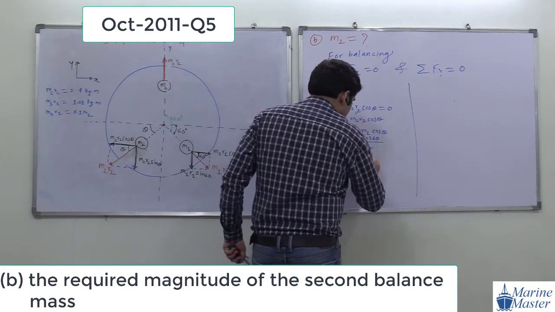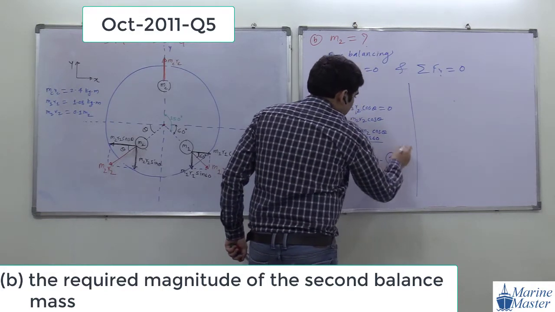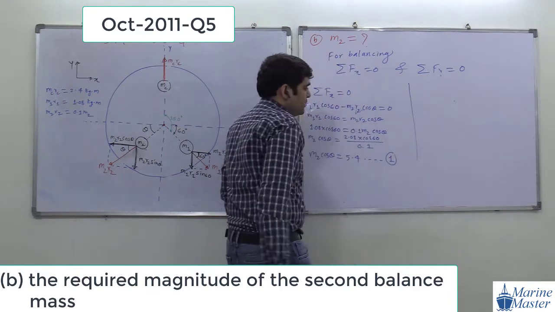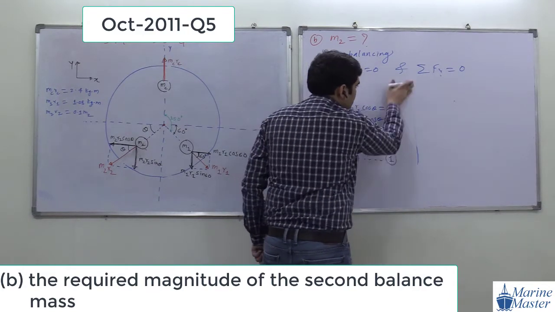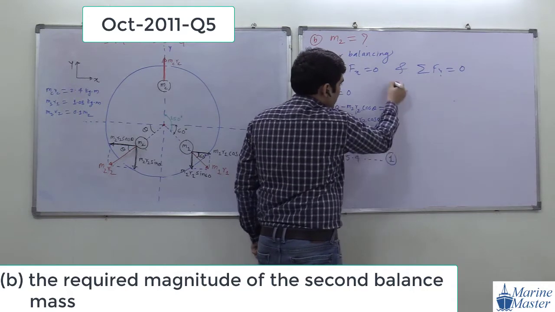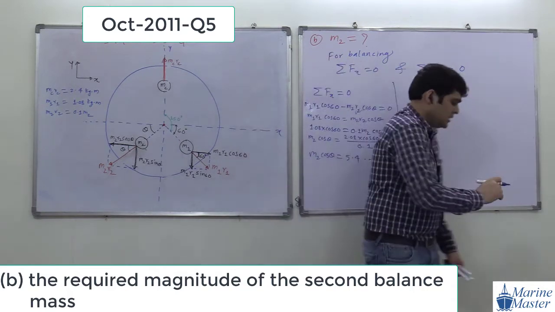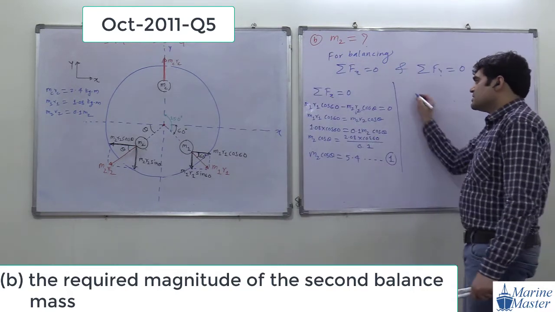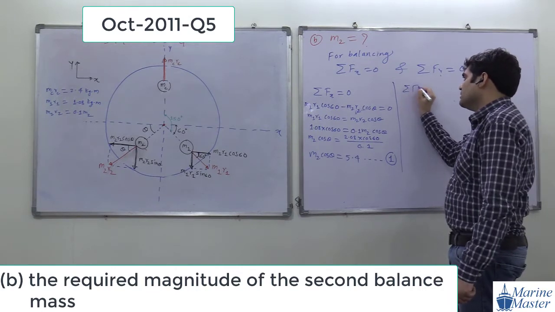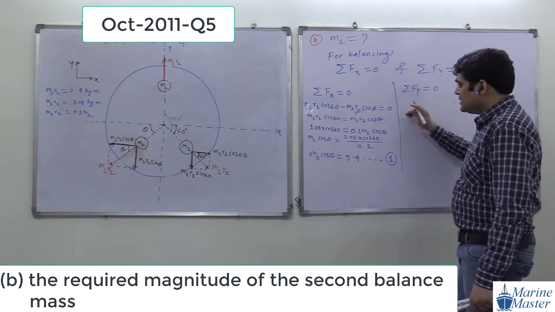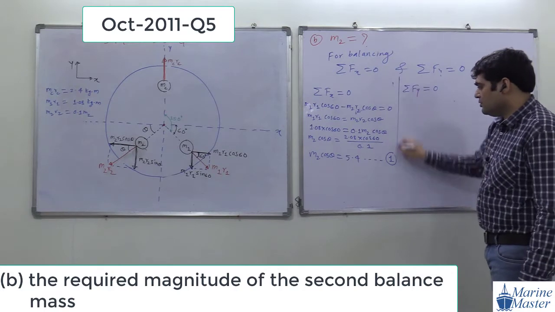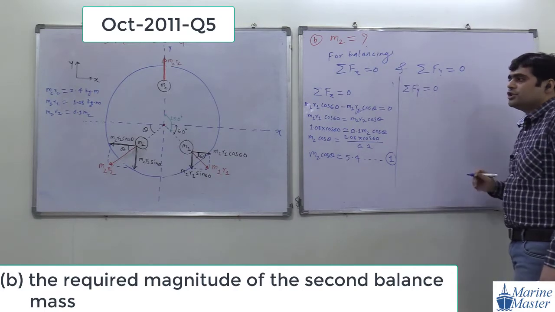5.4. Okay. We will consider this as our equation 1. Similarly, we are going to take the summation of forces in the Y direction. This is also equal to 0. Summation of forces in the y direction is also equal to 0.